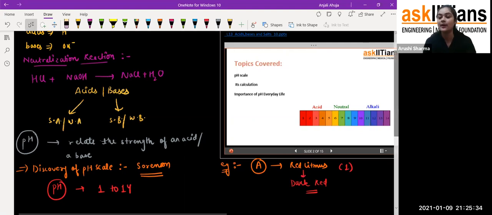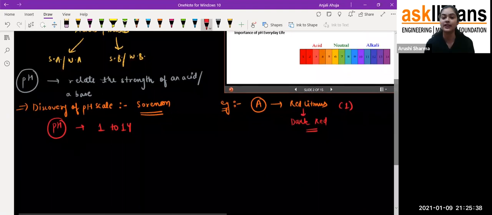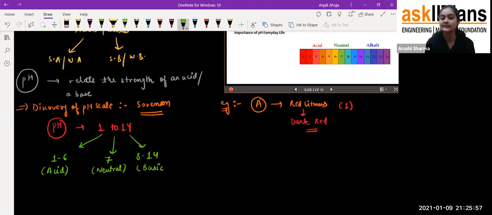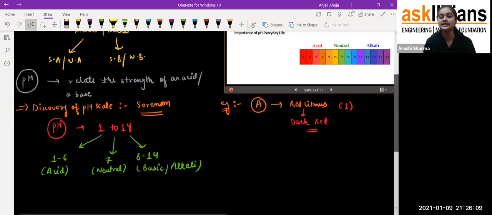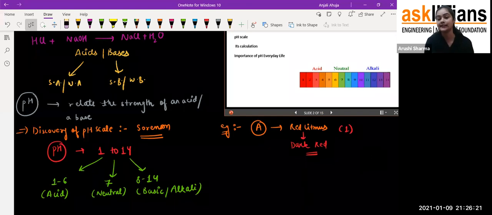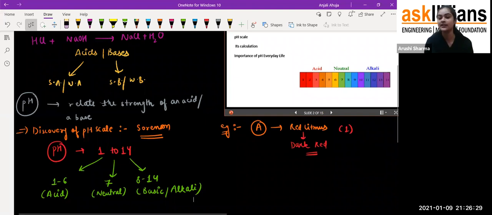Now students, if it ranges from 1 to 14, there would be three parts: 1 to 6, 7, and 8 to 14. So 1 to 6 is the pH of the acidic compounds, 7 is for the neutral compounds, and 8 to 14 is for the basic compounds, or we can say the alkali compounds. So don't get confused about alkali or basic, they are both similar things. So this is the pH scale from 1 to 14 which we see: 1 to 6 is for acid, 7 is for neutral, and 8 to 14 is for basic and alkali. And we'll come to know why we are taking the range 1 to 6 for acids, and why we are taking the range 8 to 14 for bases. So that's the point, students.